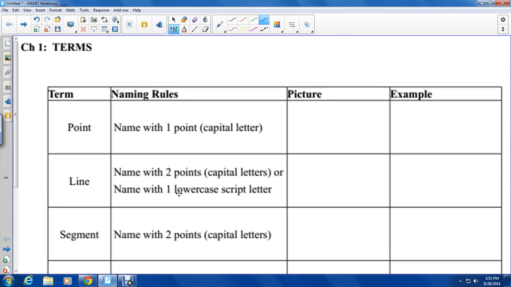Okay, Chapter 1 Terms, Section 1.1. First video here for you guys. Hope you're having fun. It says point.